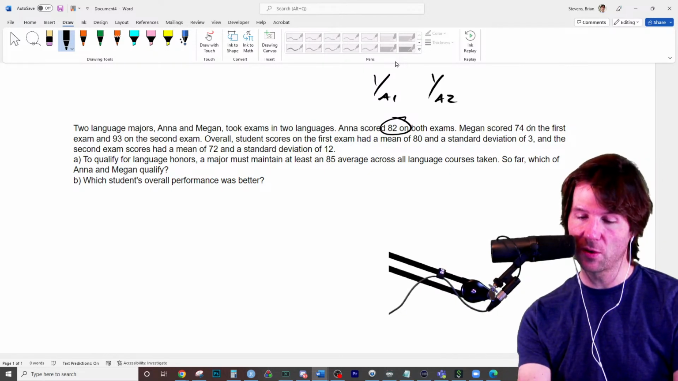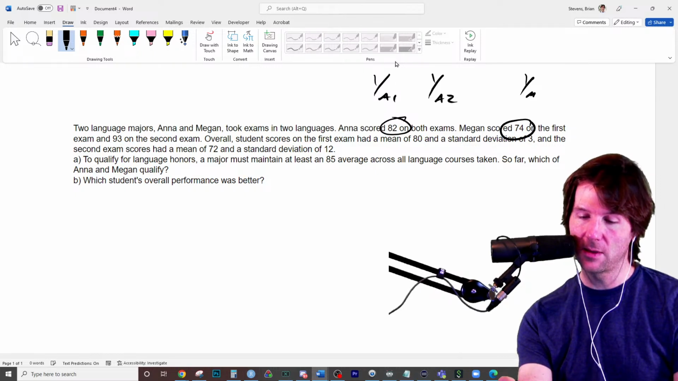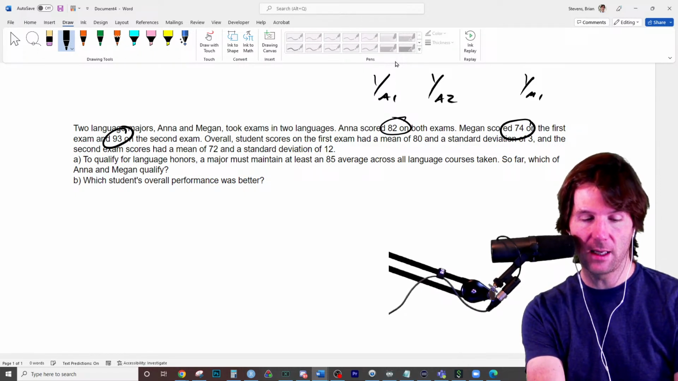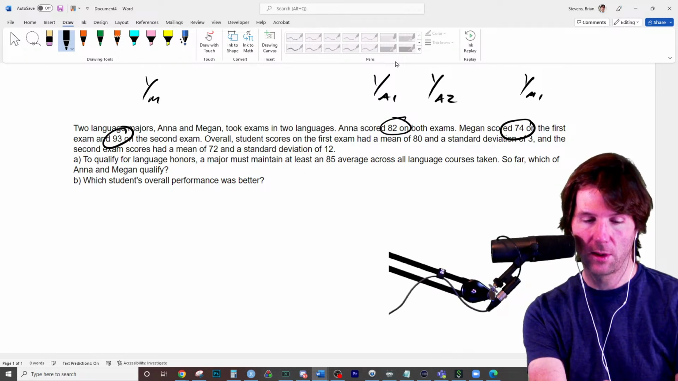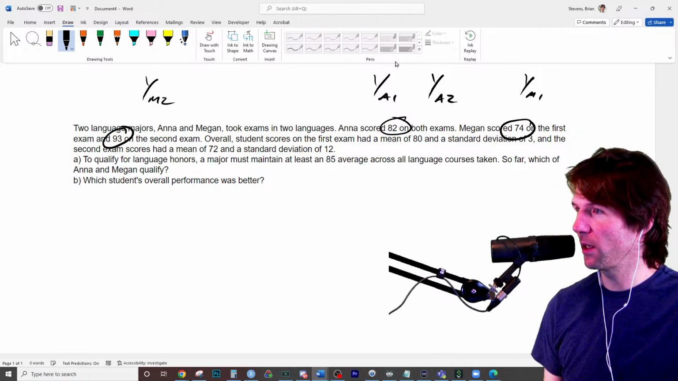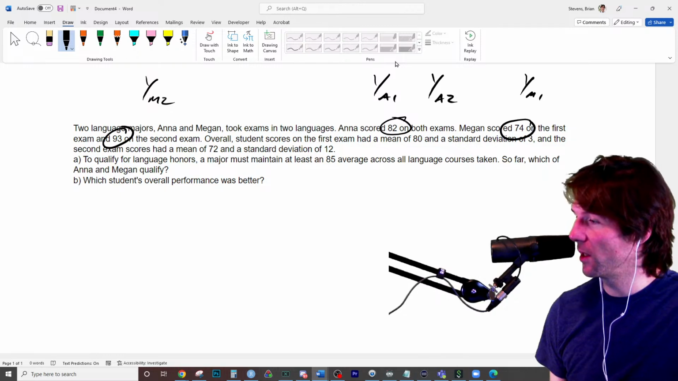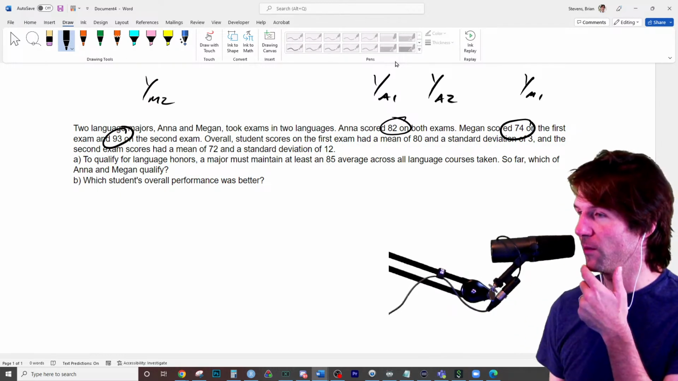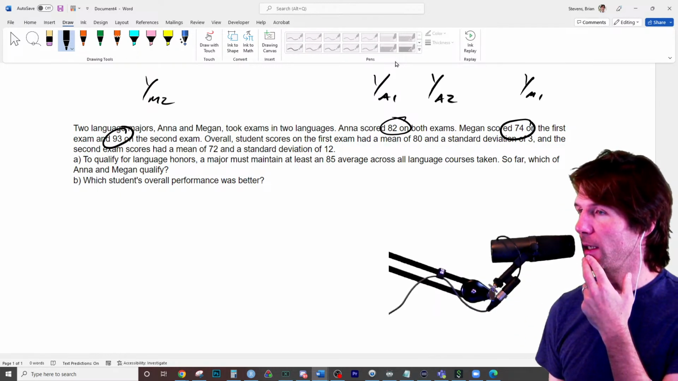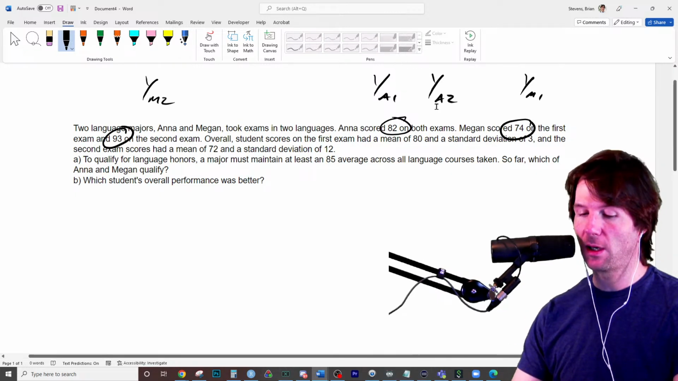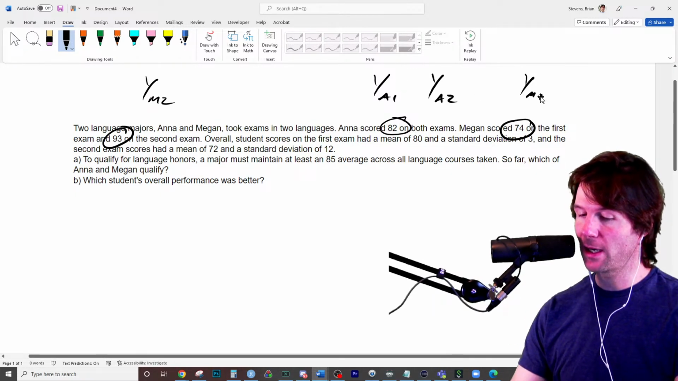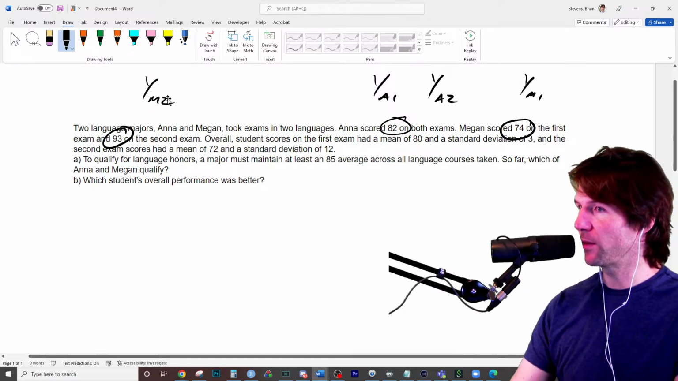And then Megan's scores right here. Megan has exam 1 score, exam 2 score. Does that make sense right there? Get it fixed up for you. So does that make sense why I'm calling it Anna test 1 observation, Anna test 2 observation, Megan test 1 observation, Megan test 2 observation.